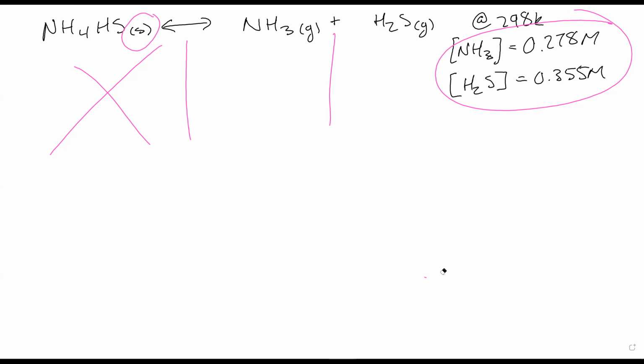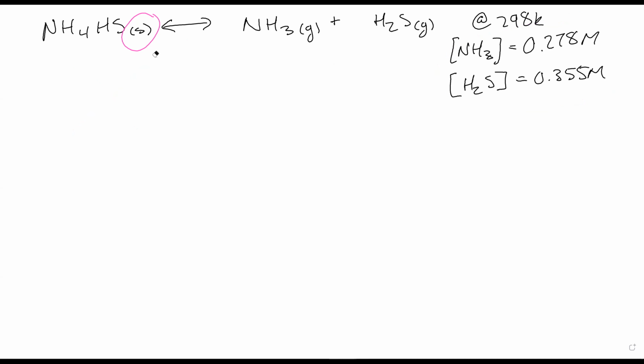So no need to write all this in. Now we can just skip straight to the Kc step. What is Kc? Kc would usually be our products over our reactants. But we've already said our reactant is a solid, so it doesn't matter. So we're just going to do our products. We don't need to divide it by anything. So in this case, it is going to be the concentration of NH3 times the concentration of H2S.